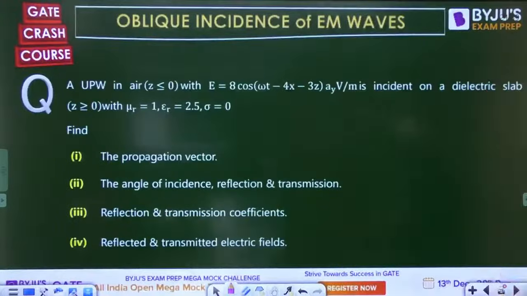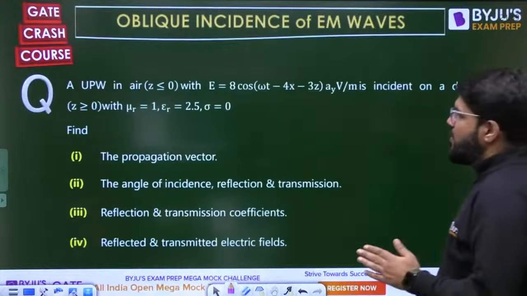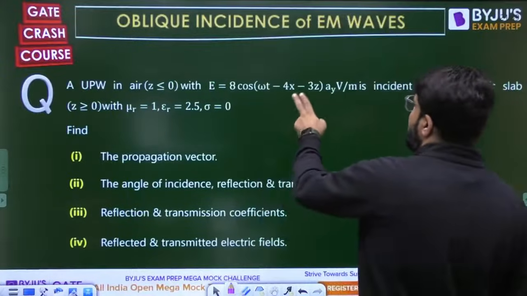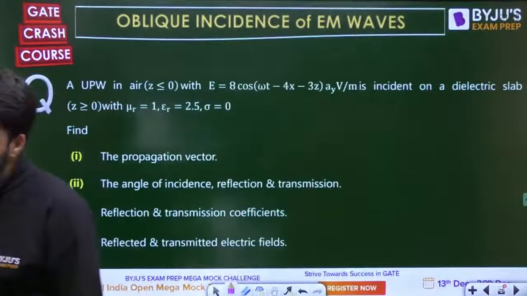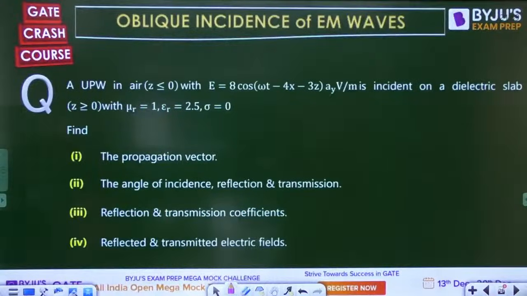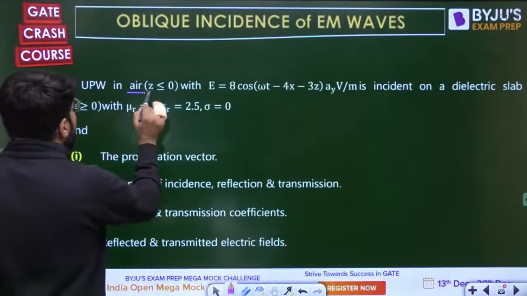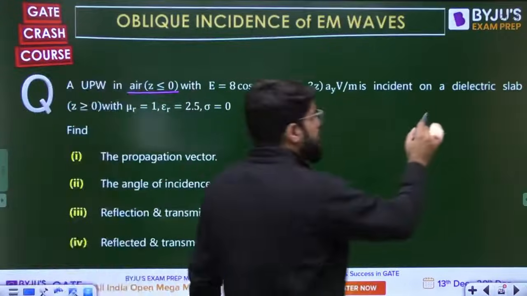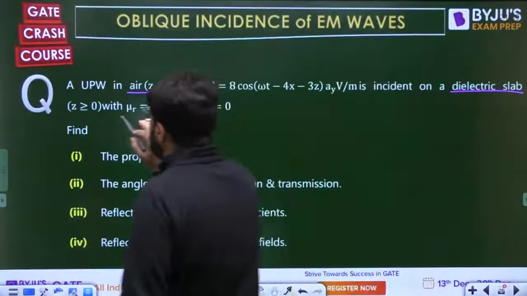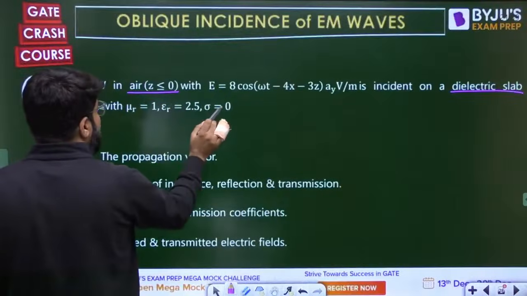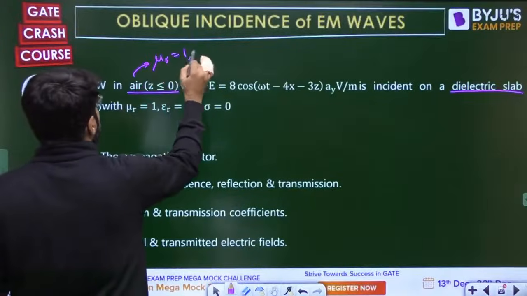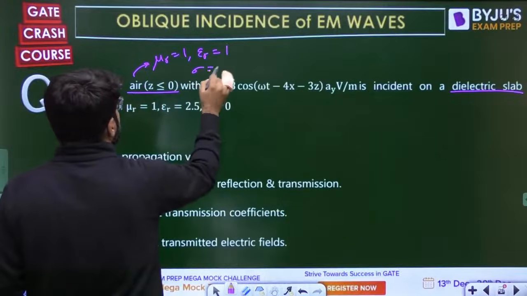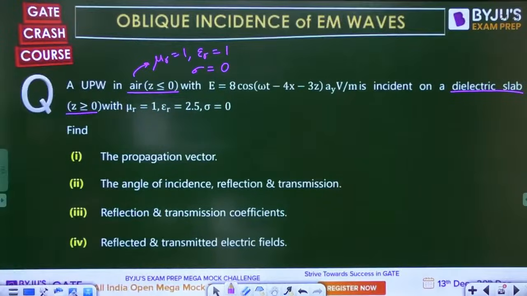A uniform plane wave in air, with electric field given as 8 cos(omega t minus 4x minus 3z), is incident on a dielectric slab. The dielectric slab is located for z greater than 0, and there is air for z less than 0. That means there are two different mediums. The properties of the slab are given to you, and the air properties we already know. Air properties means simply mu r equal to 1, epsilon r equal to 1, and it is a lossless medium, sigma equal to 0.